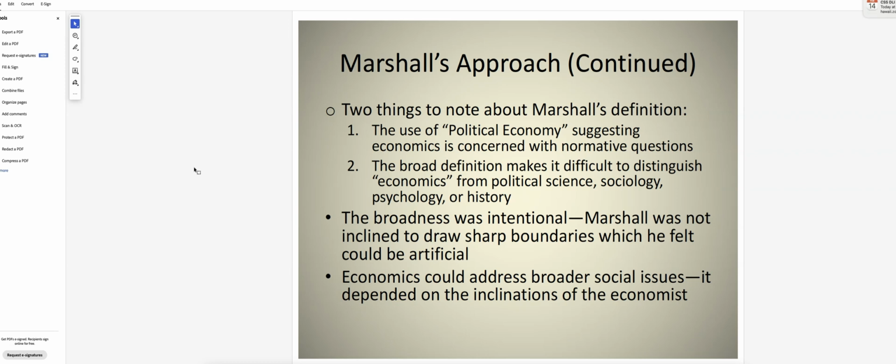So there's no intention on Marshall's part to make the discipline of economics seem superior to other disciplines. Rather, it's to make economics seem just like other disciplines in terms of the goal they're trying to seek. And so we don't see that today. Today, if we look around at the discipline of economics, what we see are economists not considering economics as a broad field, and they are drawing sharp boundaries to distinguish what is appropriately an economics question versus a question that should be answered by a different discipline.